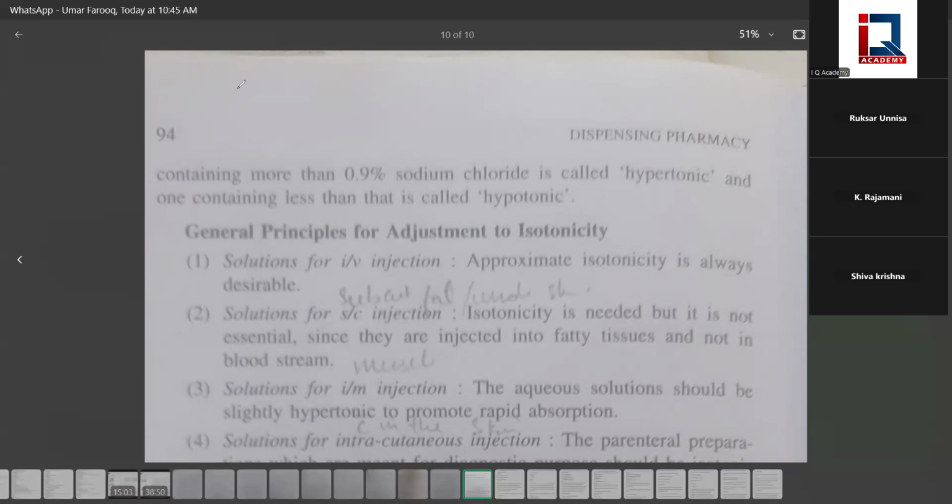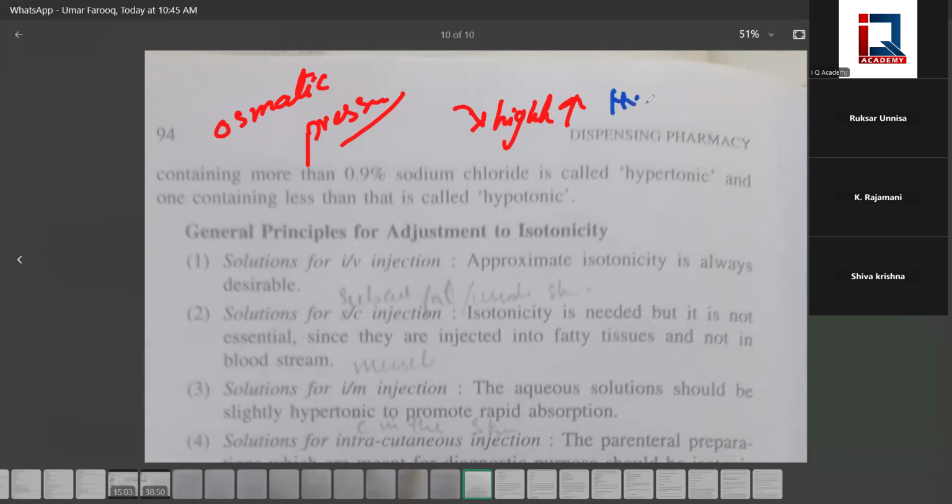It is a measure of osmotic pressure, right? So if we are comparing the osmotic pressure of our formulation with that of the blood plasma, and we find our formulation's osmotic pressure is high, then we call it hypertonic. And if the osmotic pressure of our formulation is low when compared to blood plasma, we call it hypotonic. So the work here is to check whether our formulation is hypotonic or hypertonic. So this is what we are going to see.